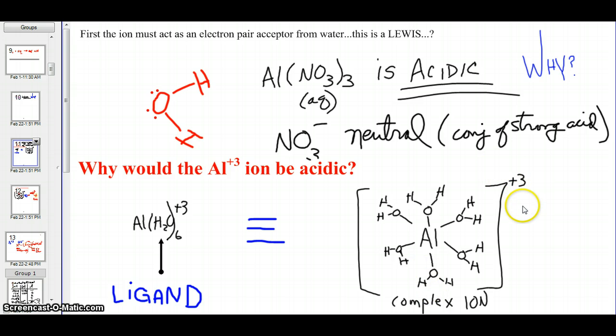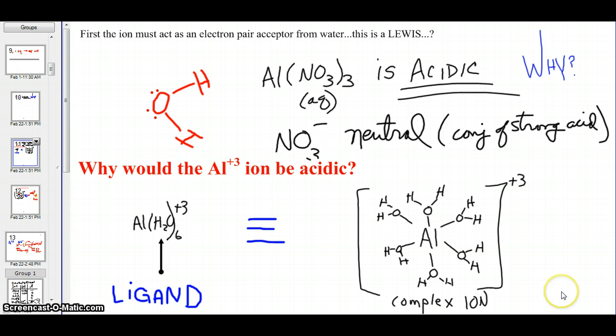We'll come back to this later, but it turns out that if the charge is +3, and this is like a chapter 22 thing that we'll learn more details about, the aluminum +3 ion, you notice that there are 6 waters around it. More as to why that's the case later on in the year.